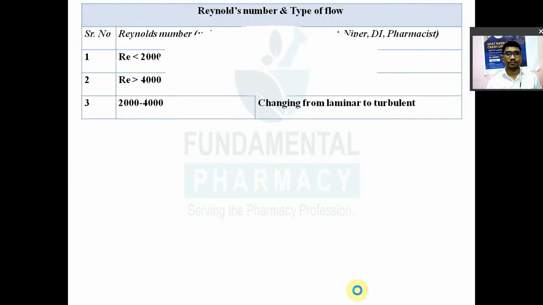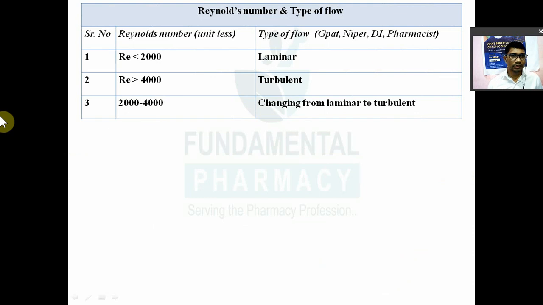Now again you have to remember this. If the Reynolds number of a fluid is less than 2000, laminar type of flow is there. If Reynolds number is more than 4000, turbulent type of flow is there. If Reynolds number of fluid is between 2000 and 4000, the flow is changing from laminar to turbulent. Question आ चुके हैं. You have to remember this.